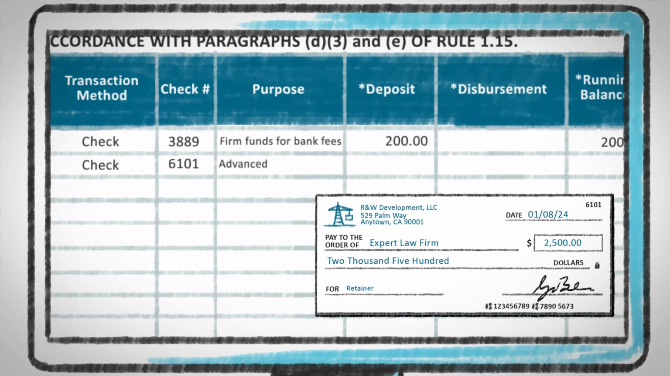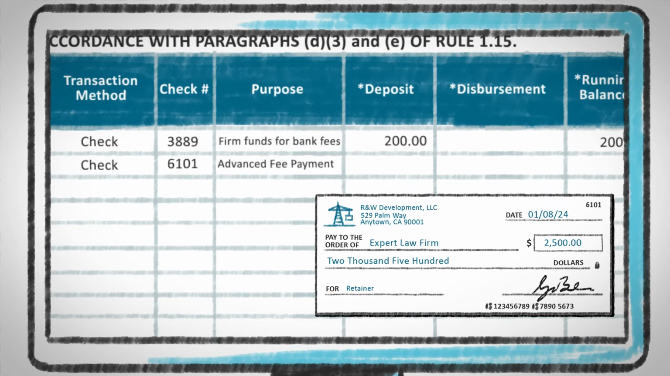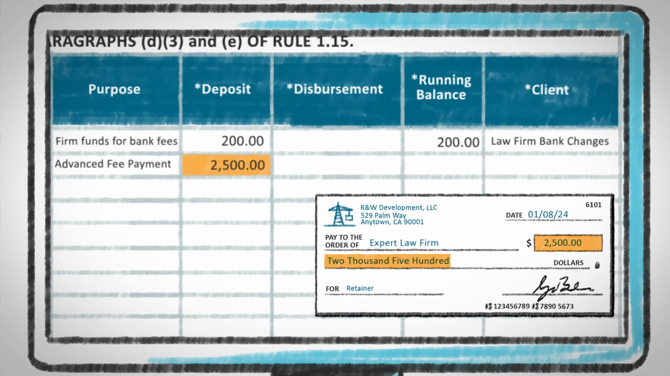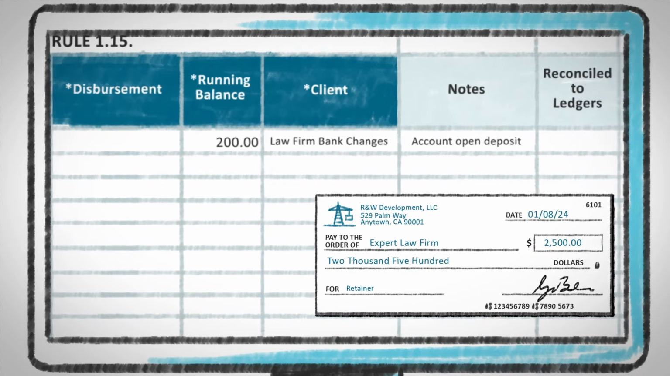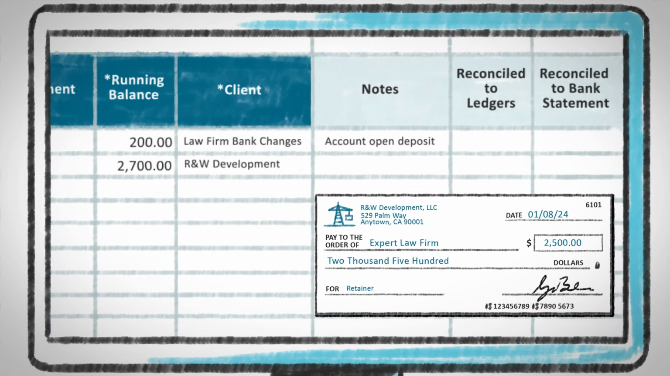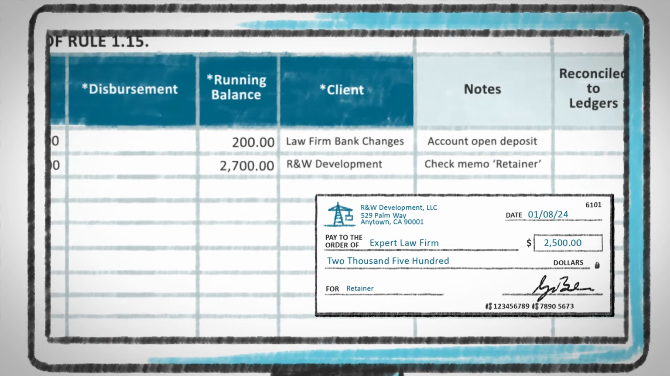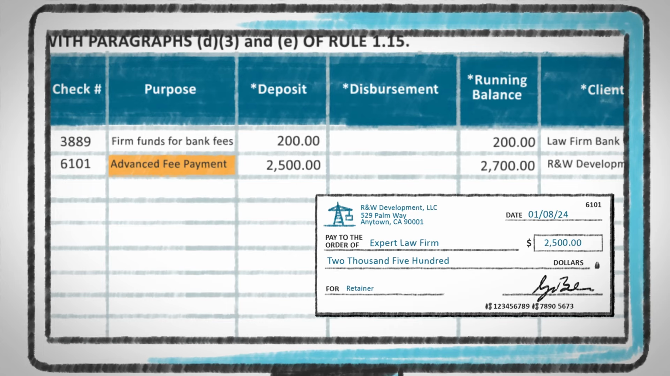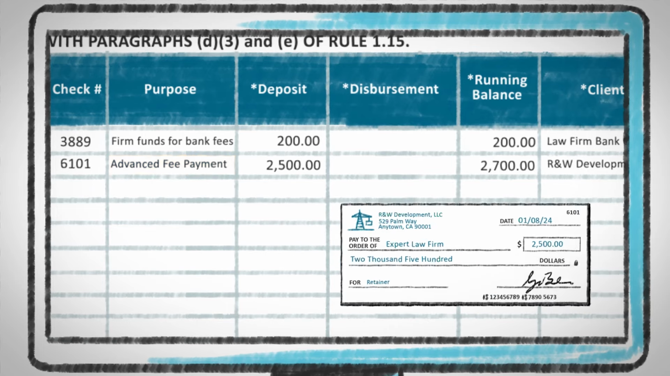What is the purpose of this transaction? This is the real purpose of the transaction, which may be different from what is in the memo of a check or wire transfer. How much is the transaction? Who is the client? You'll see the running balance now automatically updates. For this transaction, retainer is noted because the client wrote that in the check memo. But since the attorney will bill from this payment, this is an advanced fee, as noted in the purpose column.